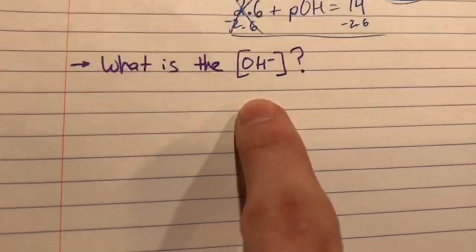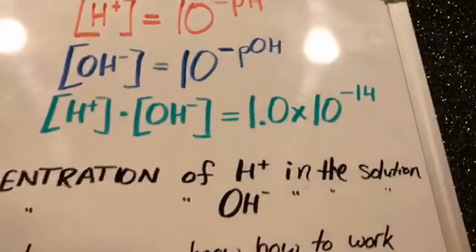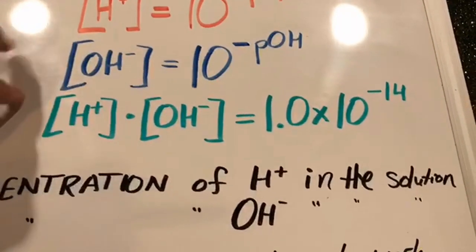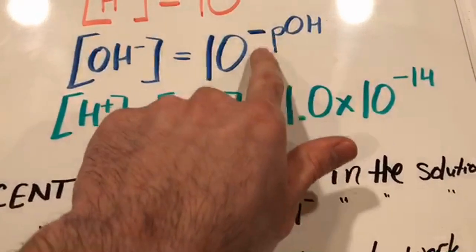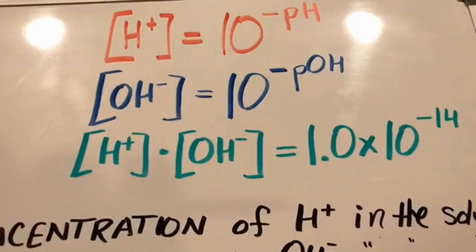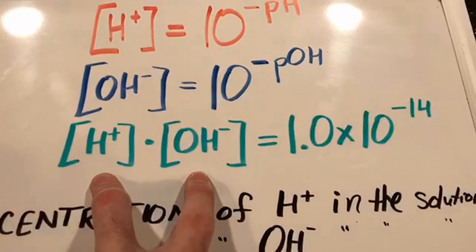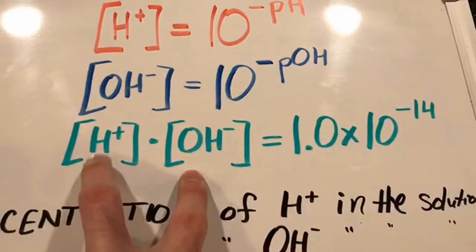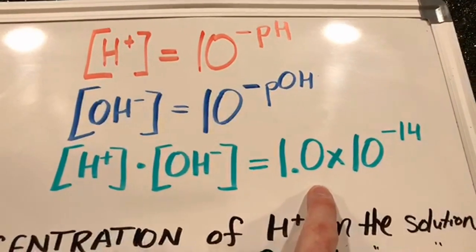Okay, so last thing, what is the hydroxide ion concentration? In other words, the OH minus concentration. There's actually two ways to do this. As you can see on the right side here, you can either take 10 and raise it to the negative pOH, which we have now. Or you can multiply the H plus and the OH minus together to get this tiny number. Either way you'll get the same answer.